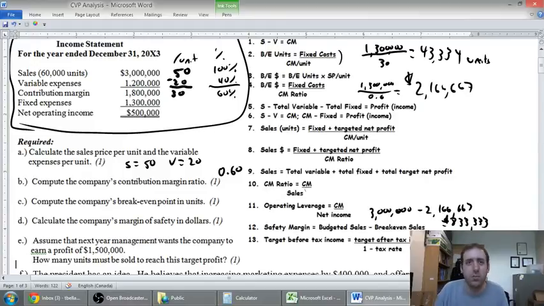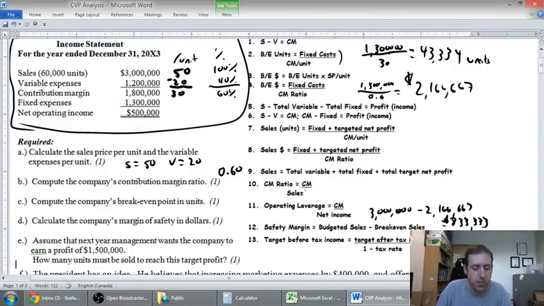We're not losing money. It's not a good thing to miss the target by $833,000, but it's not like we're losing money. So it just sort of says we've got $833,000 of wiggle room. Now, often you'll see it actually expressed not as a dollar, but as a percentage.